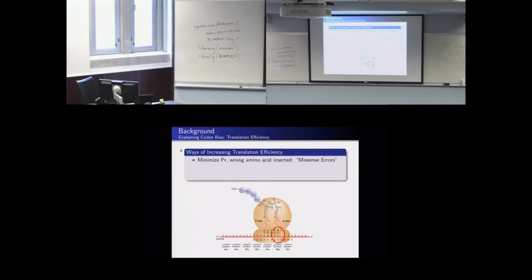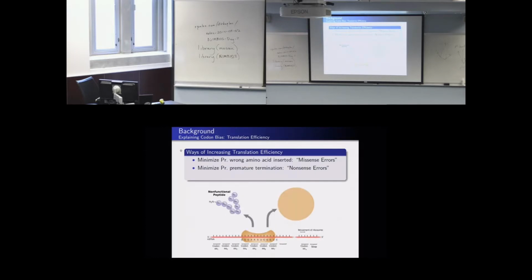Another way of increasing the translational efficiency of a gene is to use codons that have a lower probability of a nonsense error, of the ribosome terminating translation before it gets to the end. We can imagine that if you stop translation somewhere in the middle, the functionality of the protein you're going to get is probably 0. This is where we started the work, because it was really easy to map function to errors: if you stop before you get to the end, we'll assume it's 0.